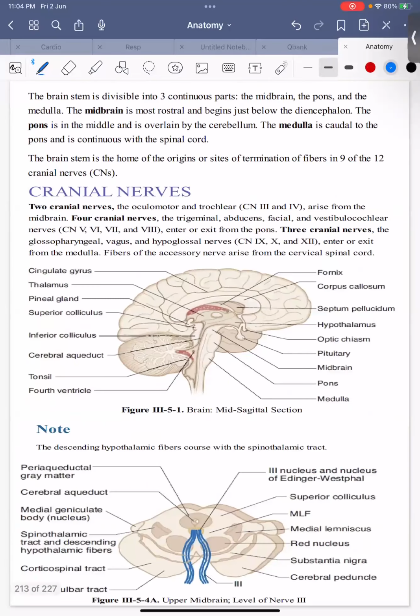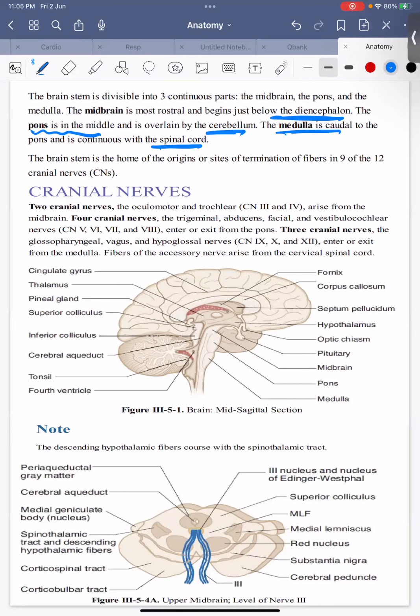Okay. Now, let's talk about the brainstem. We know the brainstem consists of three parts. We have the midbrain, we have the pons, and we have the medulla. Midbrain begins just below the level of the diencephalon. The most upper part is the midbrain. Then we have the pons in the middle, which overlies the cerebellum, and the medulla, which is present caudal to the pons, and it is continuous with the spinal cord at the foramen magnum.